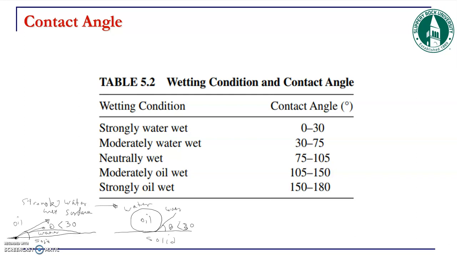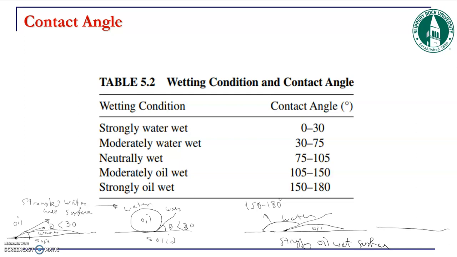Now you can have moderately water wet. This angle could be 30 to 75 degrees. You can have a neutrally wet, which is somewhere on average close to 90 degree contact angle, and then you can have an oil wet, which you have an angle basically usually more than 90 is considered to be an oil wet surface. So in this case, moderately oil wet is classified as 105 to 150 degrees. So what does that mean? You have oil here spread over the surface, and then you have water. Again, your contact angle always goes toward the denser surface, which is toward the water, and this is, let's say, 150 to 180 degrees. And in this case, this is a strongly oil wet surface.